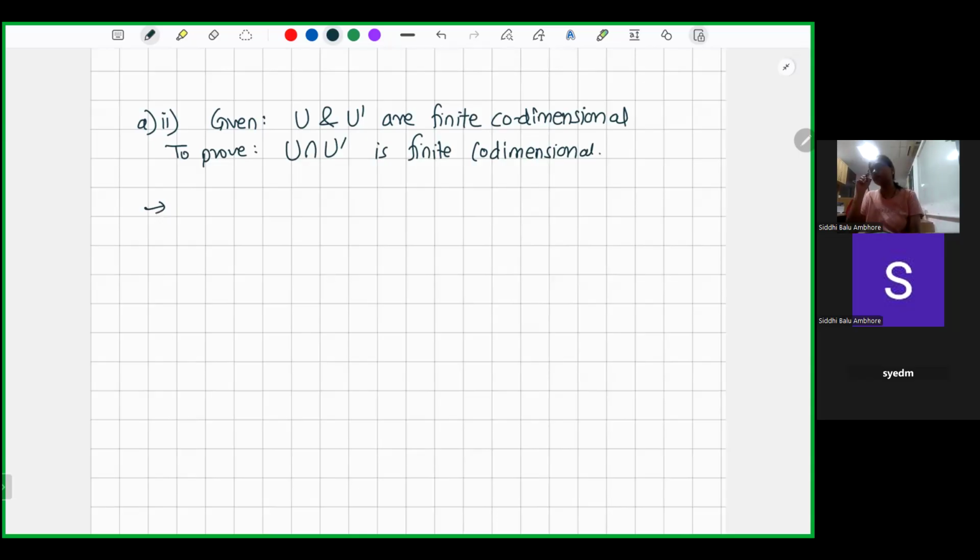Okay. So we define this map P again from V to V quotient U cross V quotient U dash. Okay, wait, U dash is, yeah.